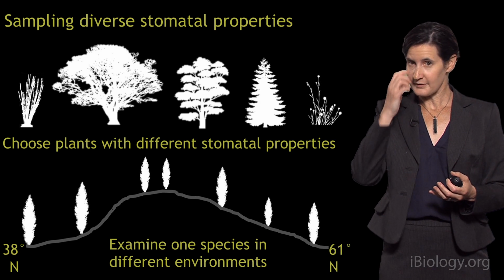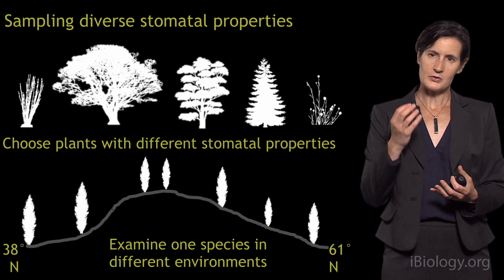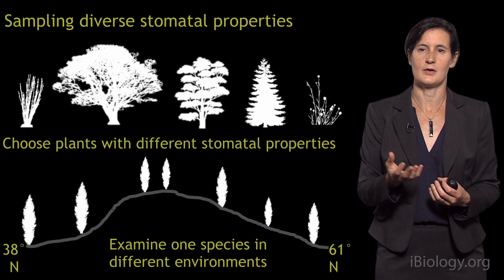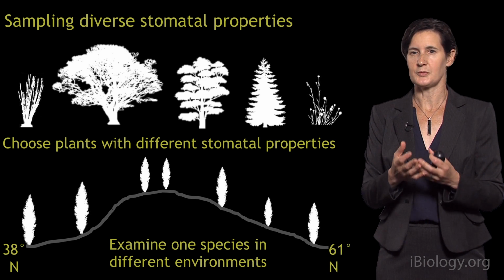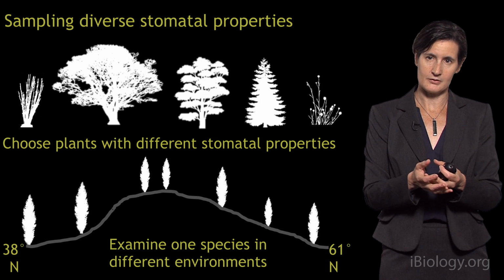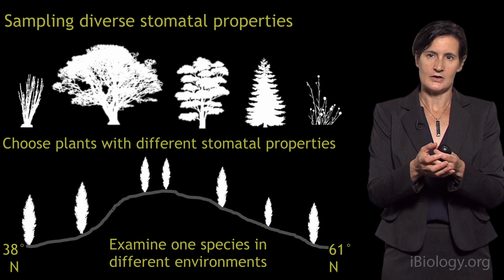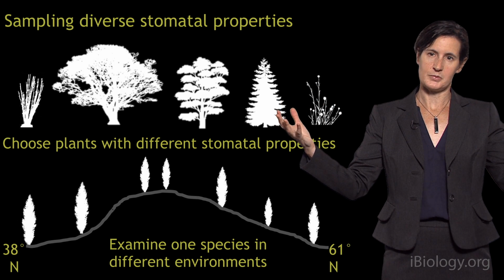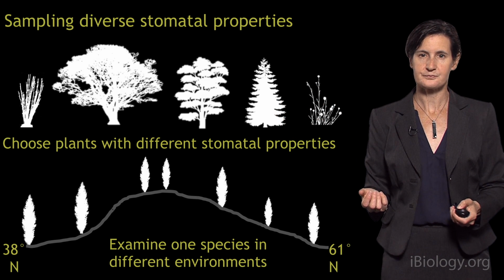So we decided that experimentally, if we focus on one species that we could grow in the lab and we could control its environment very carefully, we might be able to provide a lot of information about how stomata respond. And if we could understand that at a very simple level, we could see if we can expand that out to see whether or not it would apply to other different kinds of plants.